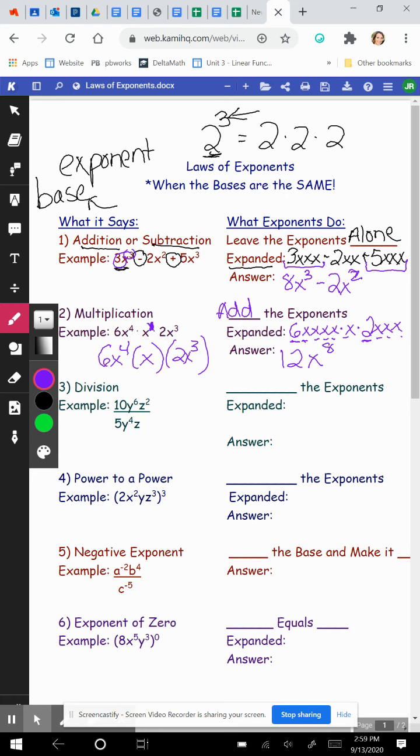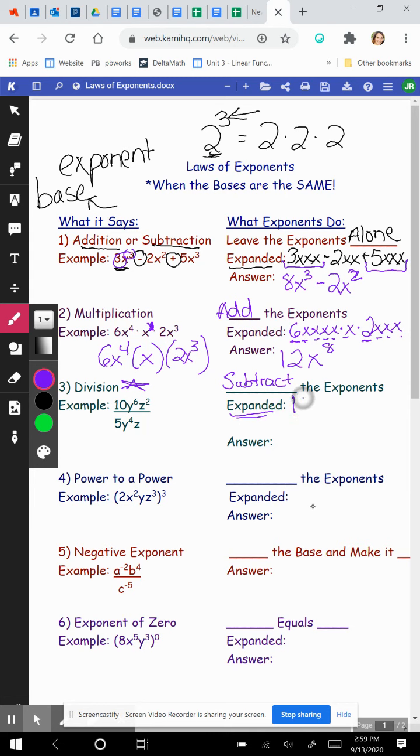Division. Since multiply is add, and multiplication and division are inverse operations, we are going to subtract, since that's the inverse of adding. And this is the biggest one I suggest, if you get stuck, to use the expanded form because it just makes it so much easier.